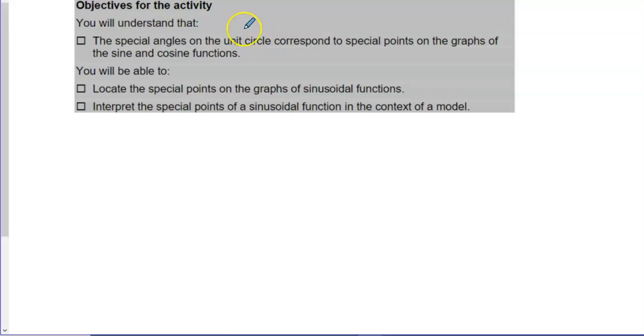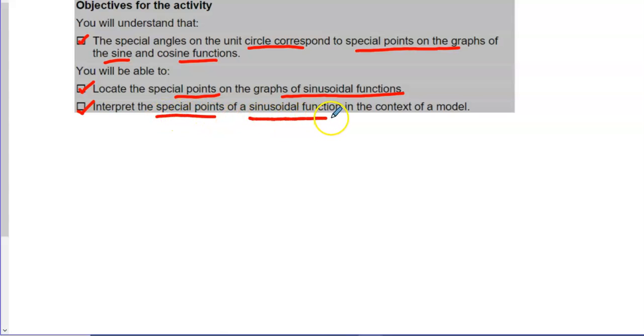Objectives for the activity. You will understand that the special angles on the unit circle correspond to special points on the graphs of the sine and cosine functions. You will be able to locate the special points on the graphs of the sinusoidal functions. You will be able to interpret the special points of a sinusoidal function in the context of a model.